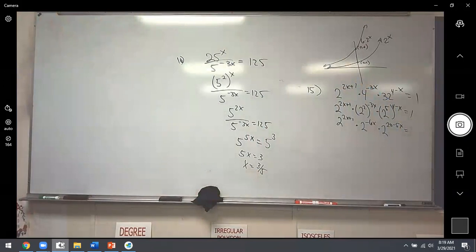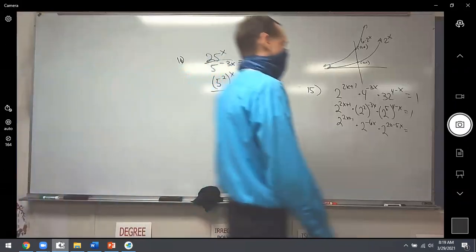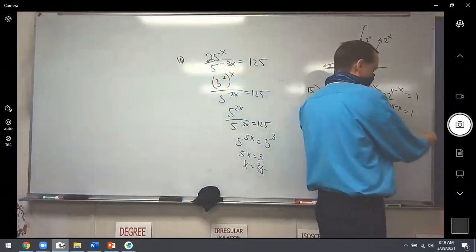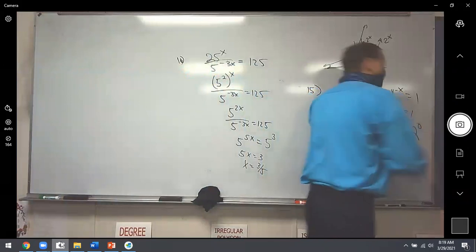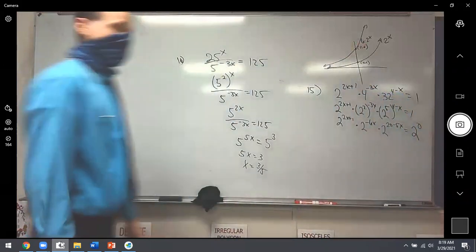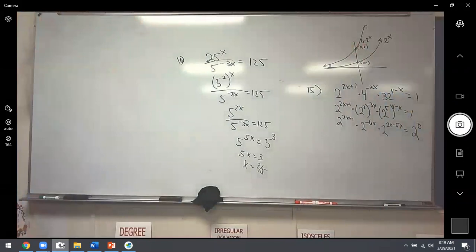Now, while I'm at it, there is a slight trick to this problem. I want to write everything with a base of 2. Over on the right, we have just the number 1. Anybody know how to write 1 as 2 to a power? 1 squared. Yeah, that's another little trick right there. If you ever have a 1, you can write it as whatever you want to the 0, can't you? Don't forget that little thing right there.